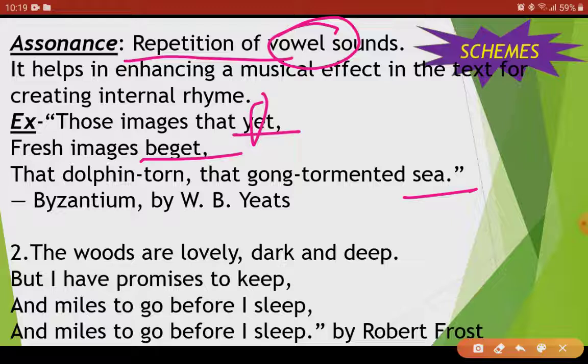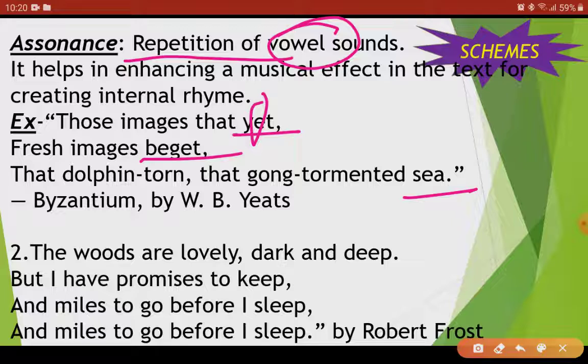And you know that E is a vowel. So when these vowels are repeating in the statement and add a musical effect into it, then we will call it assonance. Let's read another example of the same.